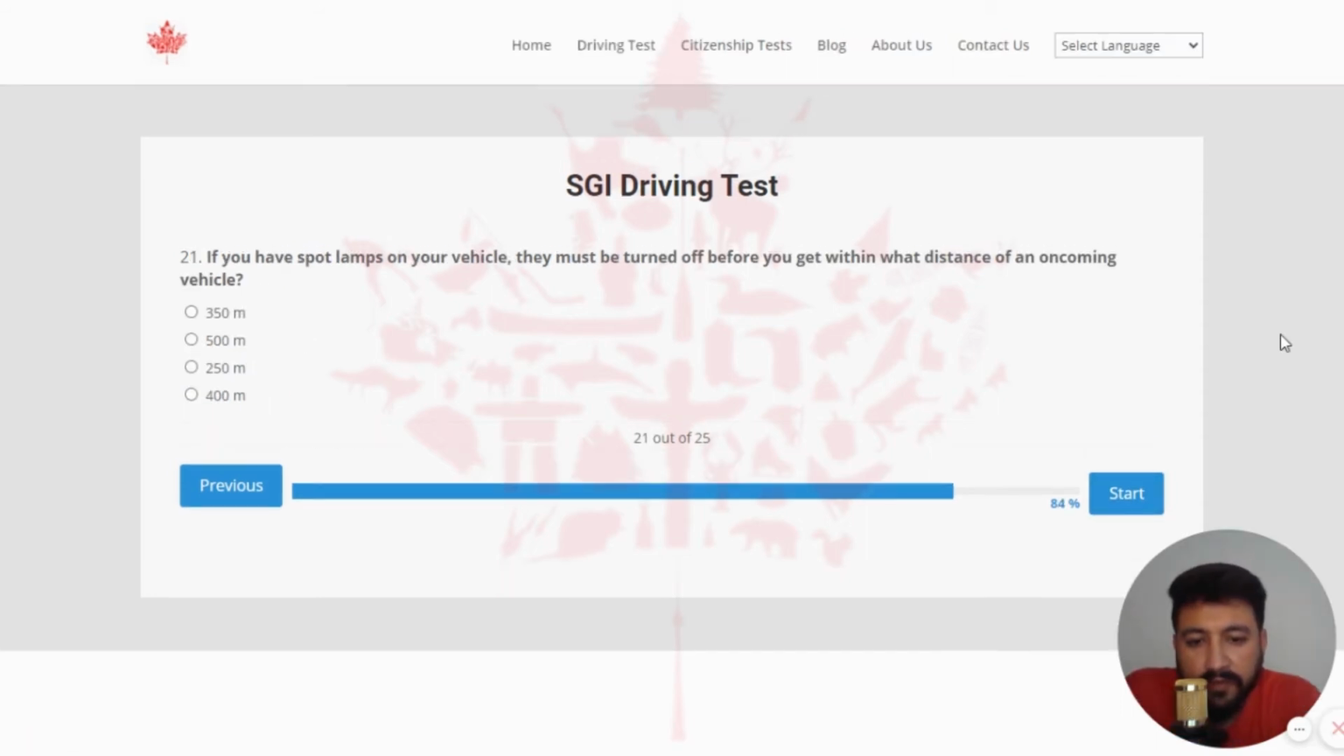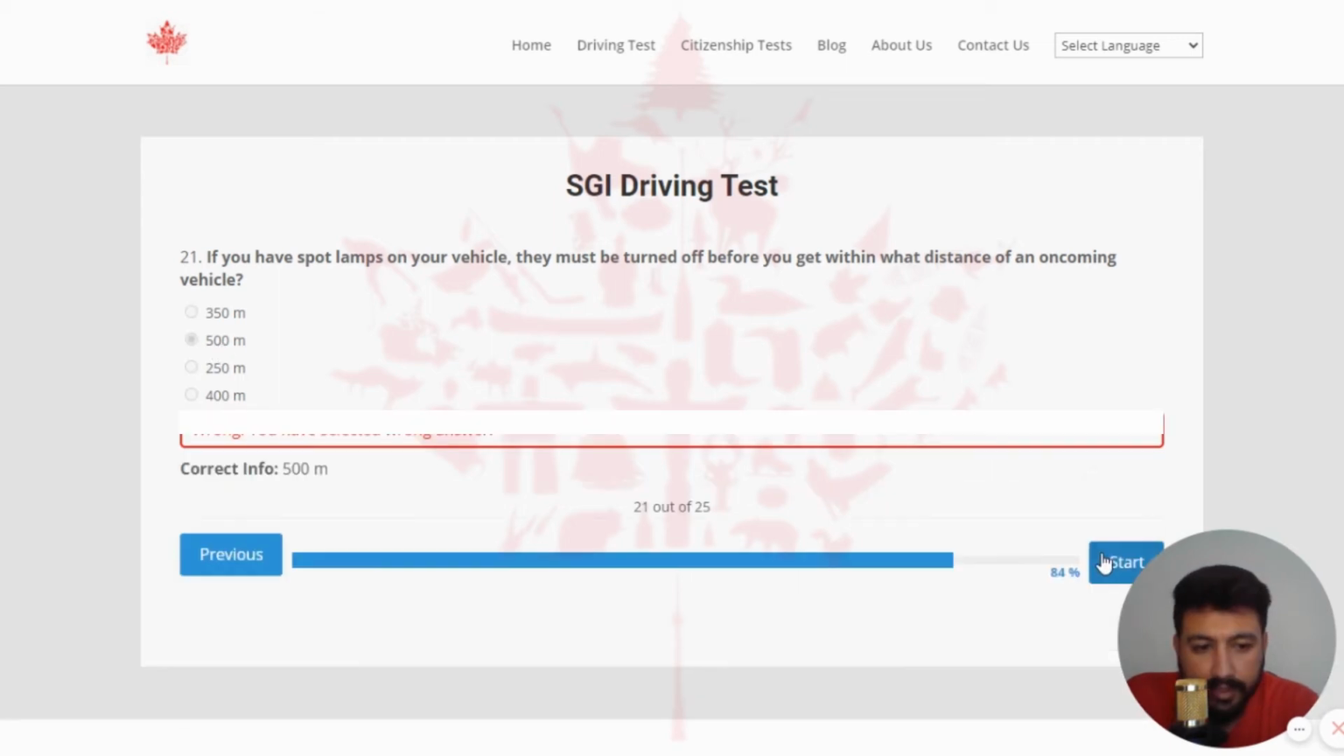Next. The 21st question is if you have spot lamps on your vehicle, they must be turned off before you get within what distance of an oncoming vehicle? The right answer of this question is 500 meters. So I'm going to click on the second option. Next.